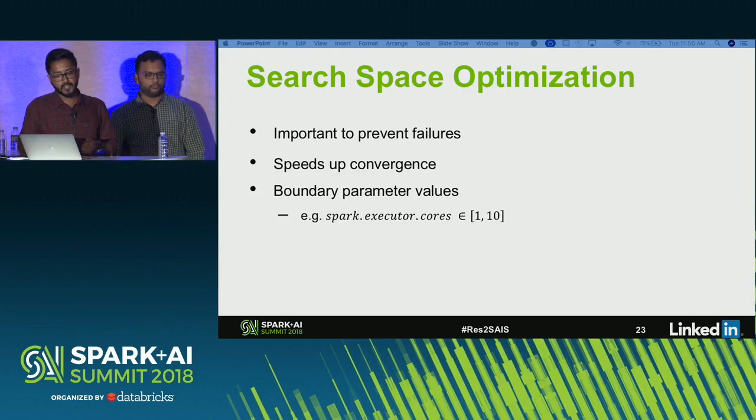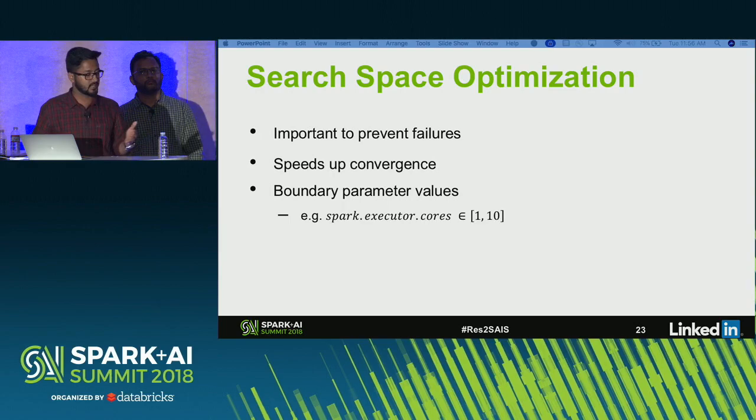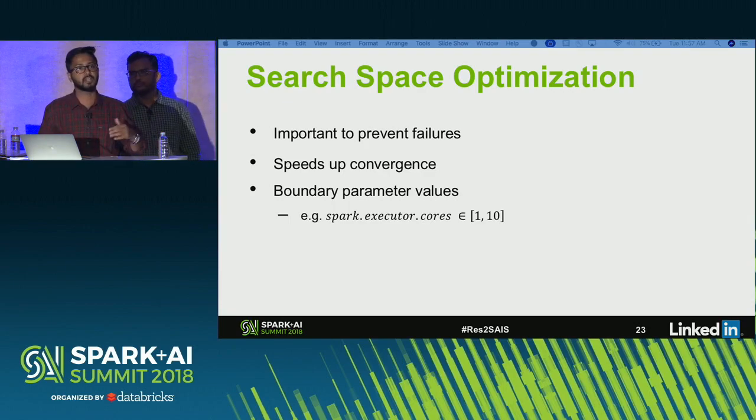So the first type of constraints that we have in place is the boundary constraints. These constraints give us the minimum and maximum possible value which a parameter can take. For instance, we have a constraint on executor cores that it can take only values between 1 and 10, both included.